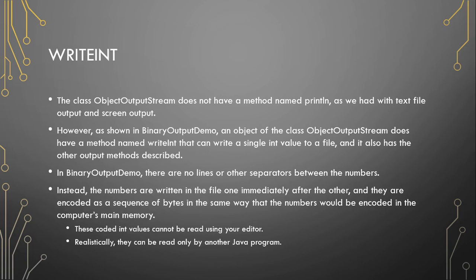Now, the numbers are written in the file immediately one after the other, and they are encoded as a sequence of bytes in the same way that the numbers would be encoded within the computer memory. These coded values cannot be read using a text editor. And realistically, they can only be read by another Java program. Even if you could, one thing that might throw you off is it's not necessarily going to be like 0, 1, 1, 0, 1, 1, 1, 1, 1. It's not going to be like that.